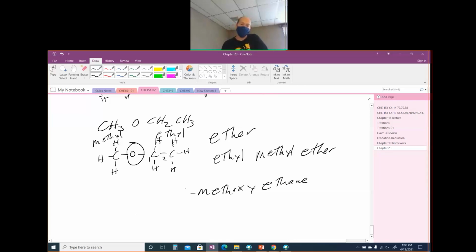You don't need the 1, but you can put the 1 and you would not lose points, because you will need the numbers once you get past 3 carbons of your longest carbon chain.